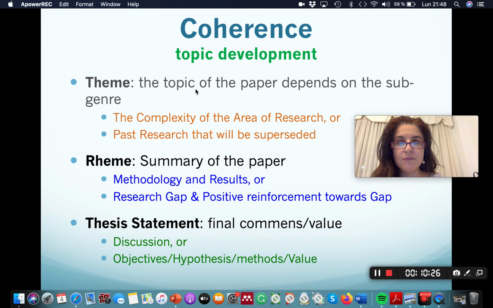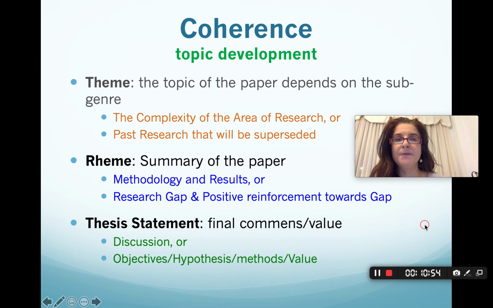So the theme would be the main topic, and then the other parts would be related to that, right? That's why the paper, and the idea of the paper, is repeated throughout the macro structure. And then the final comments and value also have to have some relationship with the main topic. So that's the most important thing as regards coherence. We're talking about the same idea or theme.